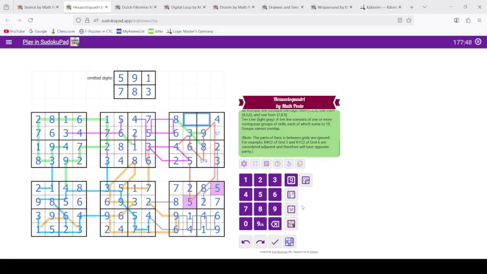And then we just have 3, 5, and 7 to go. 5, 7, and 9. These are not 9s. There's 3 5 7s here, so this is a 9. That's a 7, that's a 5, that's a 7.